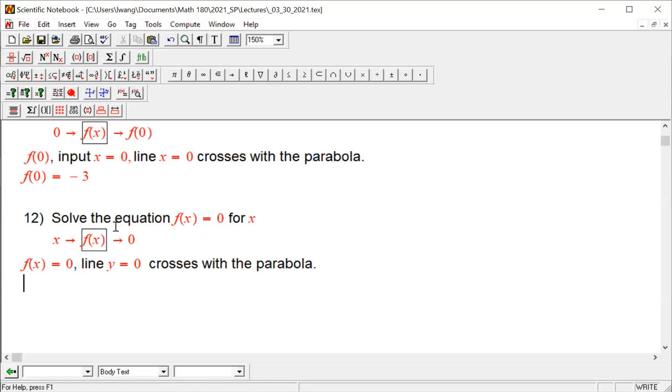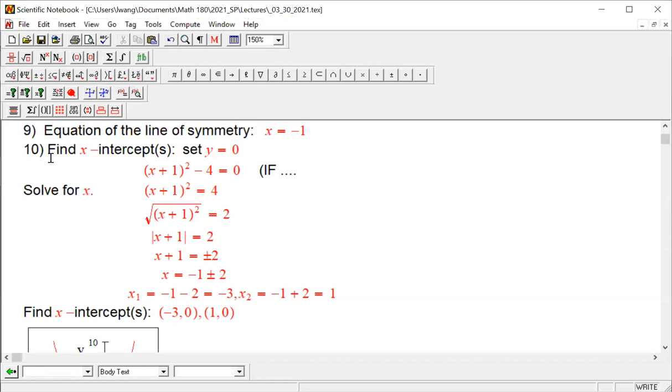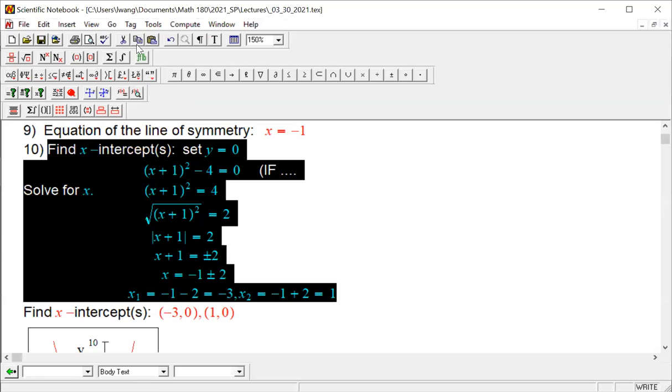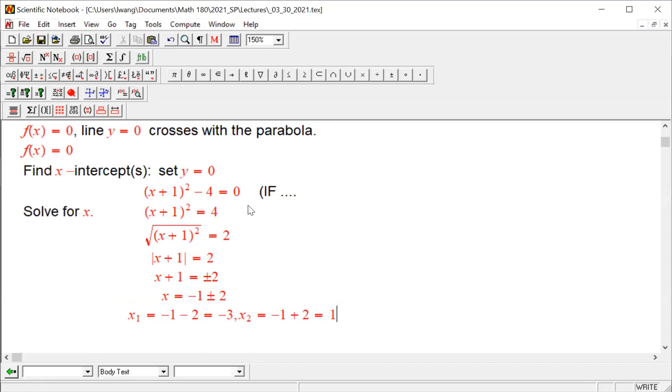Doesn't this equation look familiar? Have we done it before? Yes. When? When we did the x-intercepts. That's right. Very good. So number 10 and number 12 are exactly the same question, aren't they? Yep, exactly. So I can totally just copy and paste this piece, and we're done. You guys follow me? Yes.